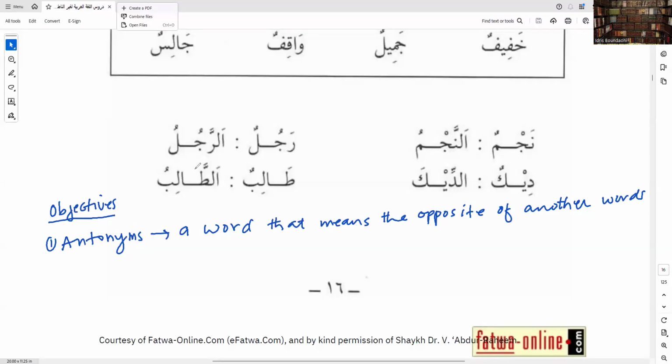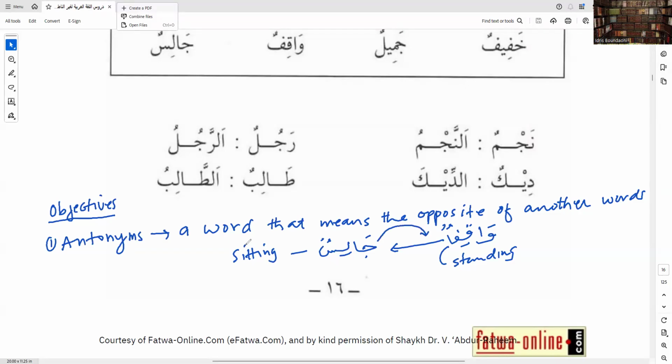We've already learned some of them, like jalisun. You are sitting. So if you are not sitting, you are what? Waqifun. Standing. So we can say waqifun is the opposite of jalisun, or jalisun is the opposite of waqifun. So we're going to be learning some more, inshallah.